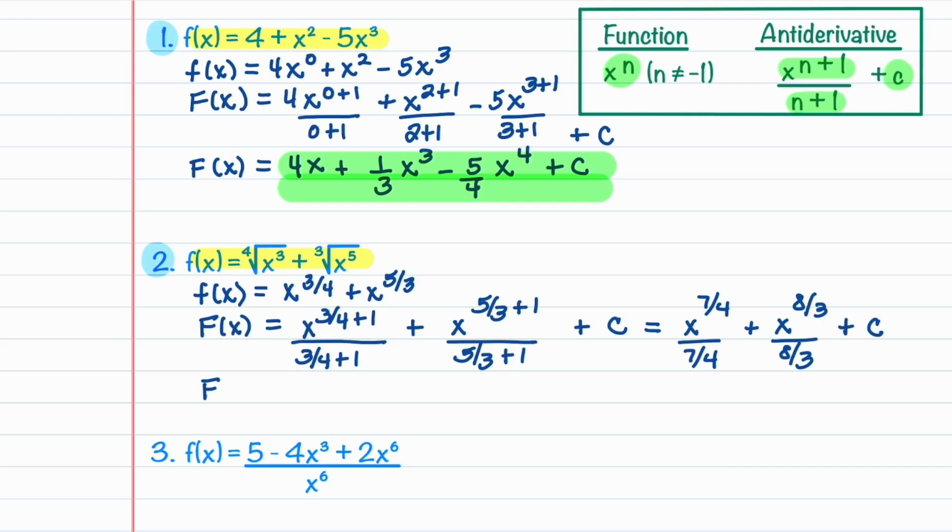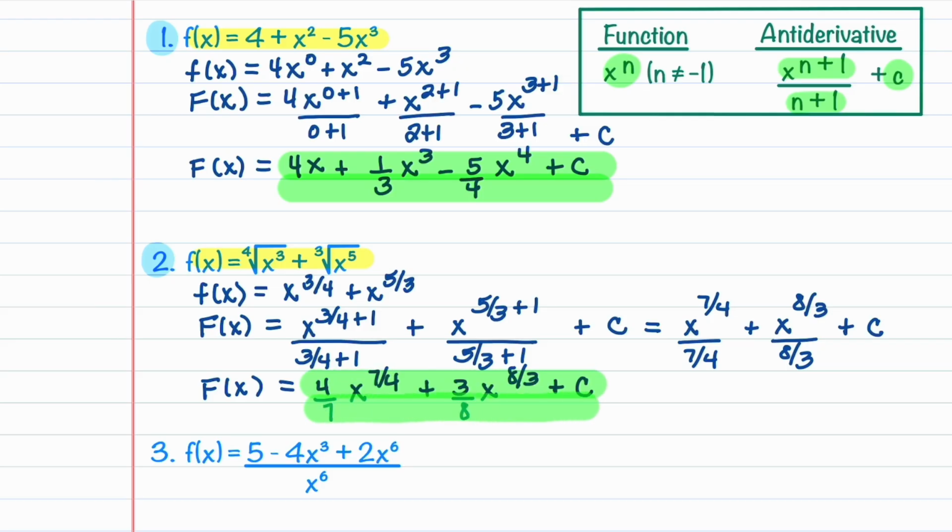And then we're going to write our final answer in a little bit easier form. We're going to take the 1 over 7/4, and we're going to write it as 4 over 7, x to the 7 over 4, plus 3 over 8, x to the 8 over 3, plus c. And there's our answer.